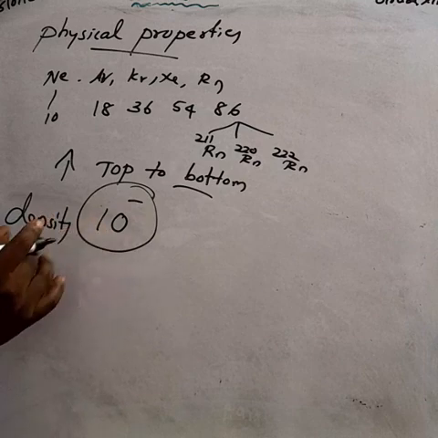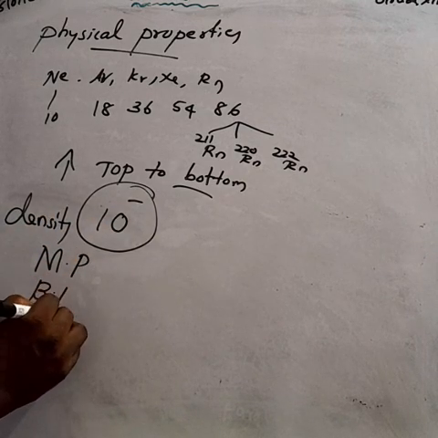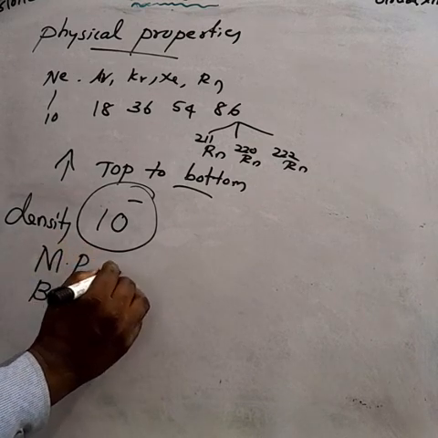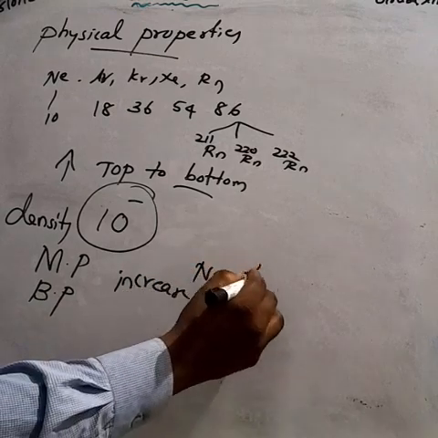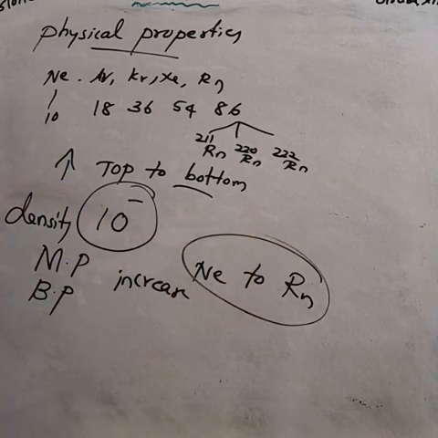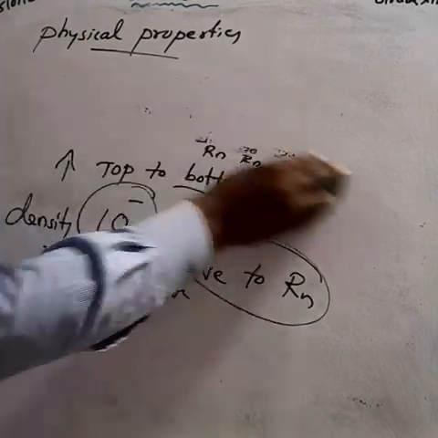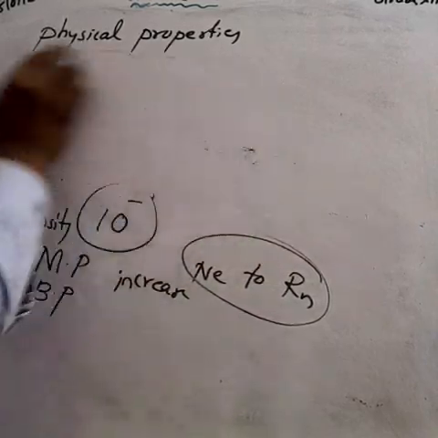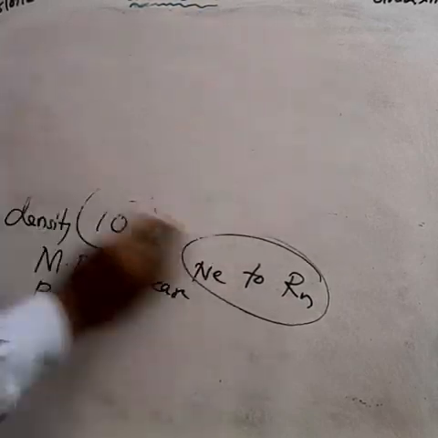Next, about the melting and boiling points. Melting and boiling points are all theoretical values. Melting point increases from neon to radon. Next, about the boiling point. Boiling point also increases from neon to radon. Okay, my dear children.